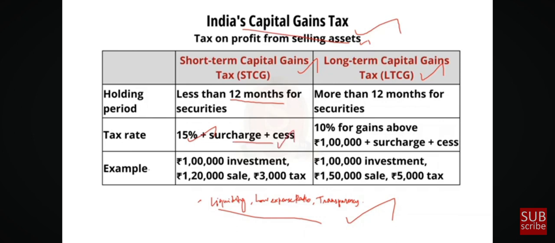Let's take an example to explain this. If you buy shares worth 1 lakh and sell them for about 1,20,000 within a year, you get a gain of about 20,000. This 20,000 is subject to a 15% tax, which is almost 3,000 rupees.